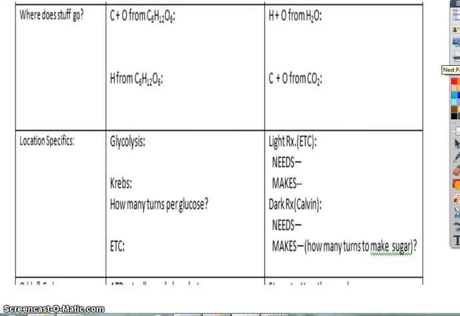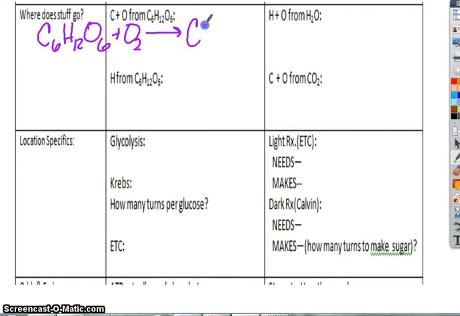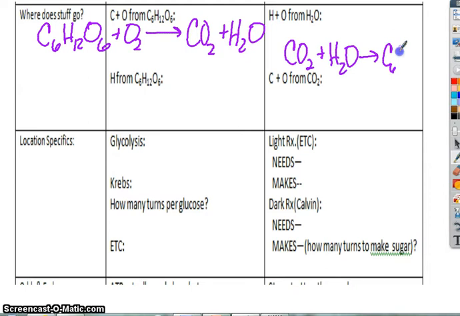Okay, and then this was a chart that we filled out about where different things go in the cycle. So what I'm going to do is actually write the formula here. So we have C6H12O6 plus O2, and we make CO2 and H2O. And in photosynthesis, we have what appears to be kind of the opposite of that. Carbon dioxide and water make C6H12O6 and O2. All right.